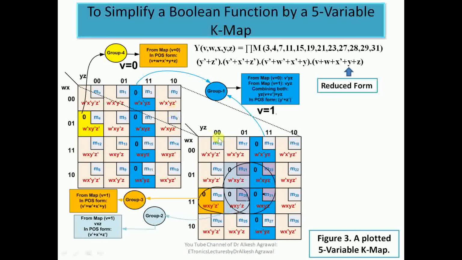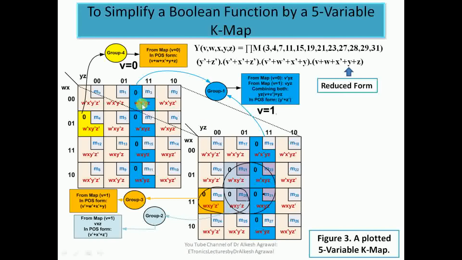And now in this example, this is a somewhat harder example where we have a function in terms of max terms 3, 4, 7, 11, 15, 19, 21, 23, 27, 28, 29, 31. So max terms from 3 to 15 are plotted in this map, and 19 to 31 are plotted in this map. But what we have to understand is that for max terms we plot 0 instead of 1. Since the given function is in max terms, we plotted 0. So we have plotted m3, m4, m7, m15, m11 in this v0 map. In the v1 map we plotted m19, m21, m23, m27, m28, m29, m31.